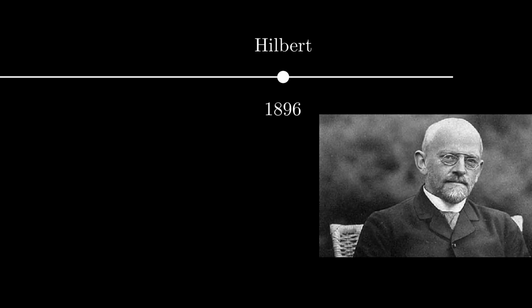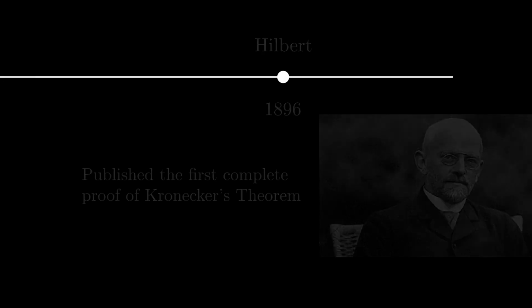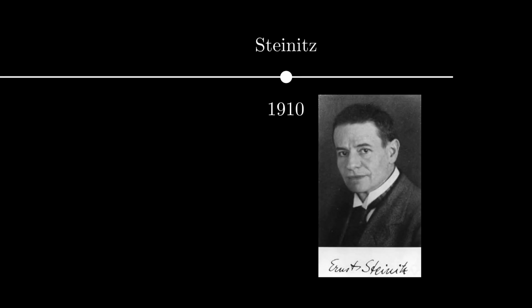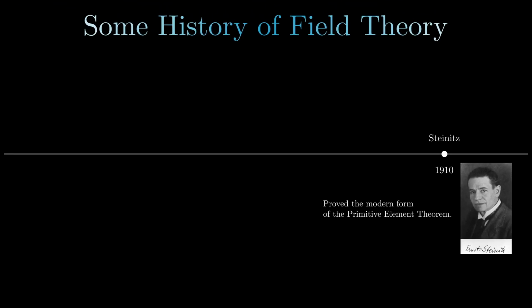In 1896, German mathematician Hilbert finally published the first complete proof of Kronecker's theorem, establishing that nice field extensions of the rationals could be embedded in a simple extension. And finally, we're back to 1910, when German mathematician Steinitz proved that all finite extensions of the rationals are in fact simple.